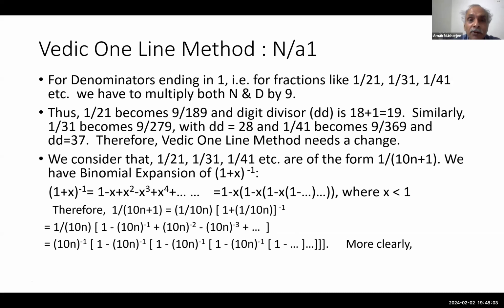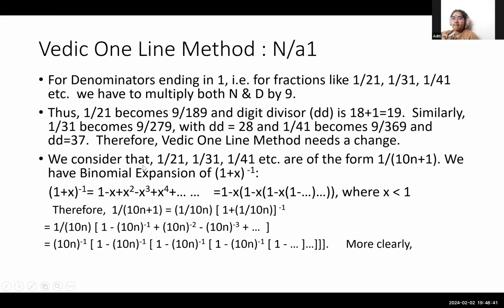But some denominators end in 1, like 1 by 21, 1 by 31, 1 by 41. For 1 by 21, we have to multiply both the numerator and denominator by 9 to get an ending in 9. So 1 by 21 becomes 9 by 189, and the divisor becomes 19. It is almost comparable with 21. We wanted to avoid dividing by 21, but ended up dividing by 19. So this procedure actually fails. This method needs a change.